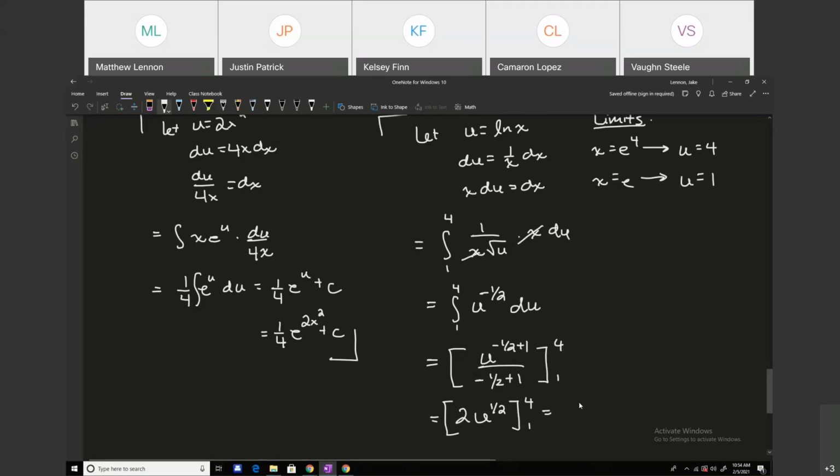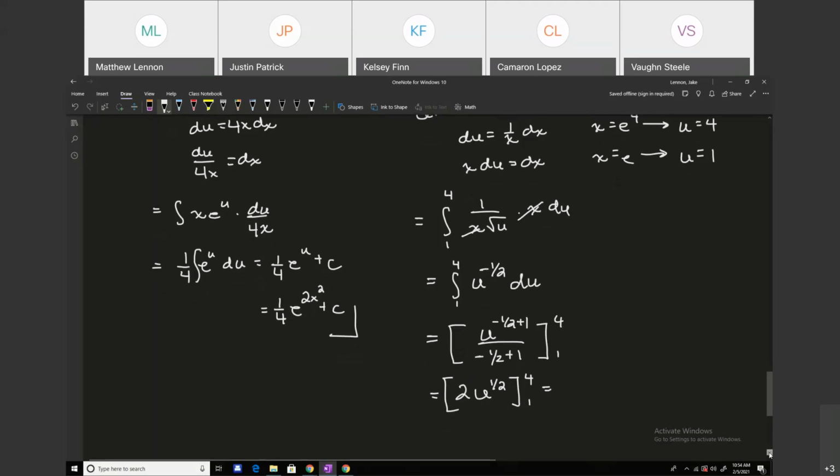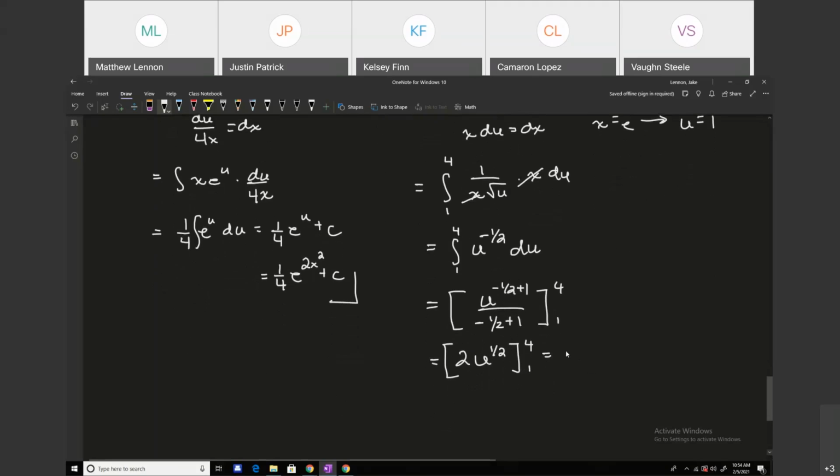So what do we get? Well, u to the 1/2 is just the square root, so we're getting 2 square root of 4 minus 2 square root of 1. So that's 4 minus 2, which is 2. So although the problem looked quite complicated, it actually had a very neat solution.